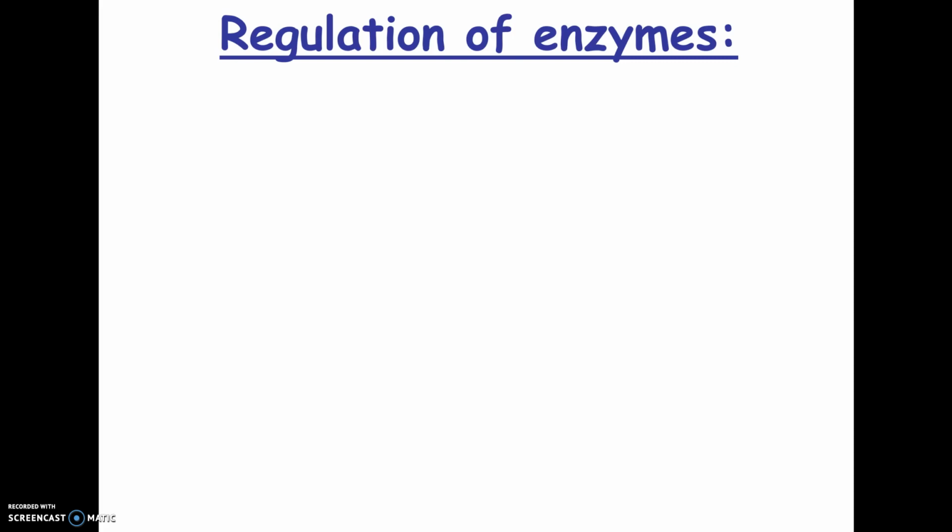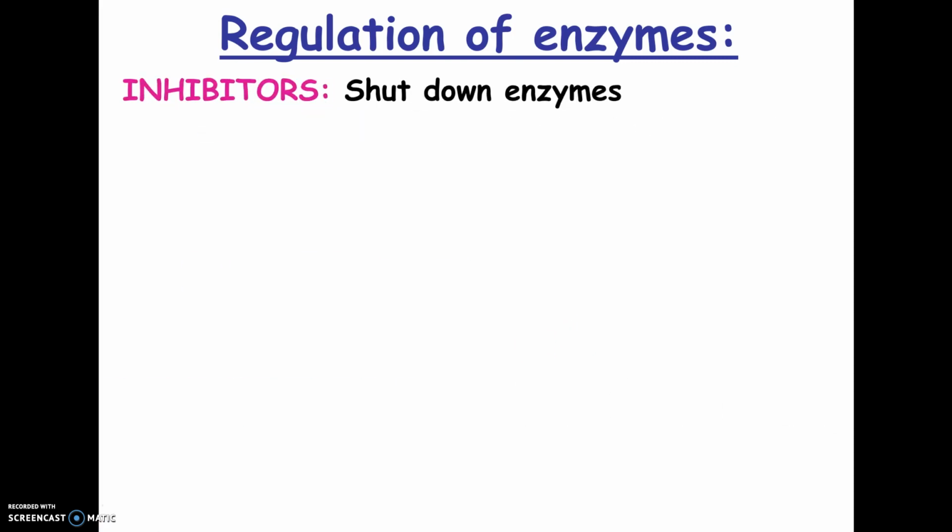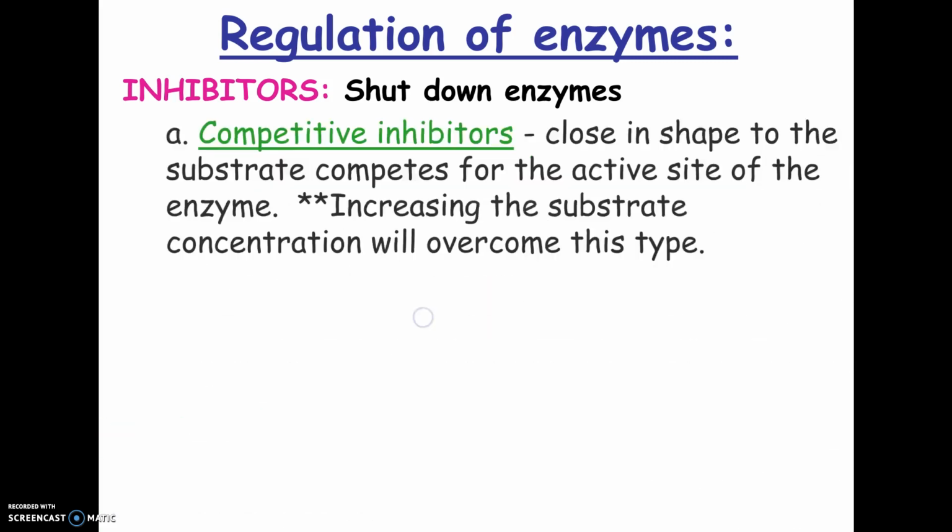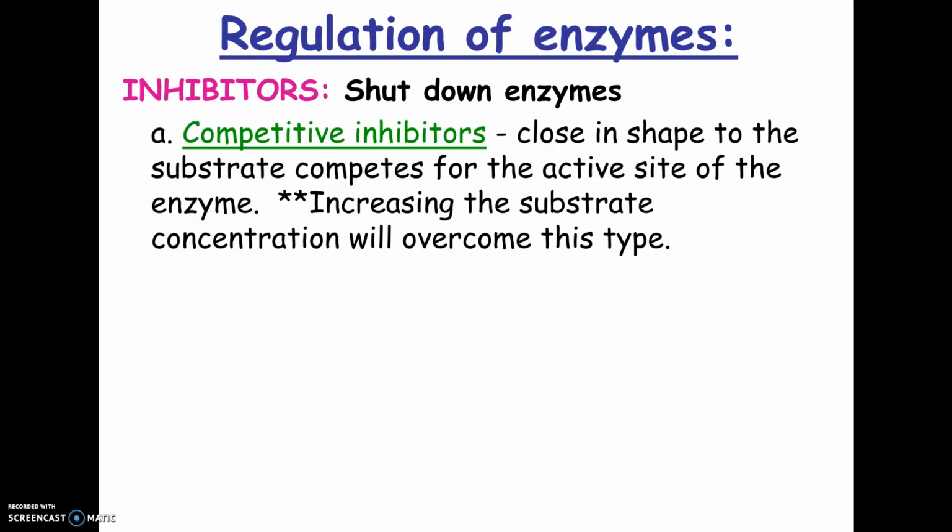of particular products. So, inhibitors are things that shut enzymes down, and there are two types of inhibitors. The first kind is called a competitive inhibitor. Now, a competitive inhibitor is exactly what it sounds like. It competes for the active site of the enzyme.